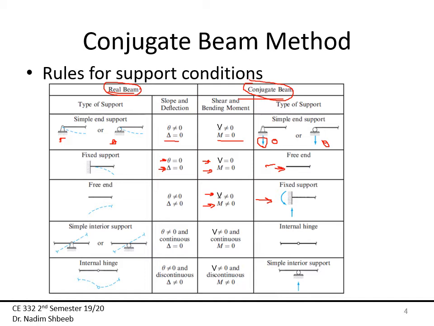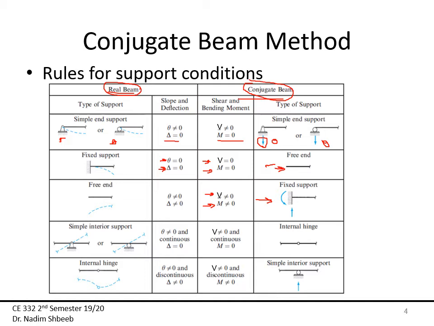So good so far. So what we have done so far, that a simple end support, whether it's a hinge or a roller, it's the same in the conjugate beam. If I have fixed support in the real beam, it becomes free in the conjugate. If I have a free end in the real beam, it becomes fixed in the conjugate beam.